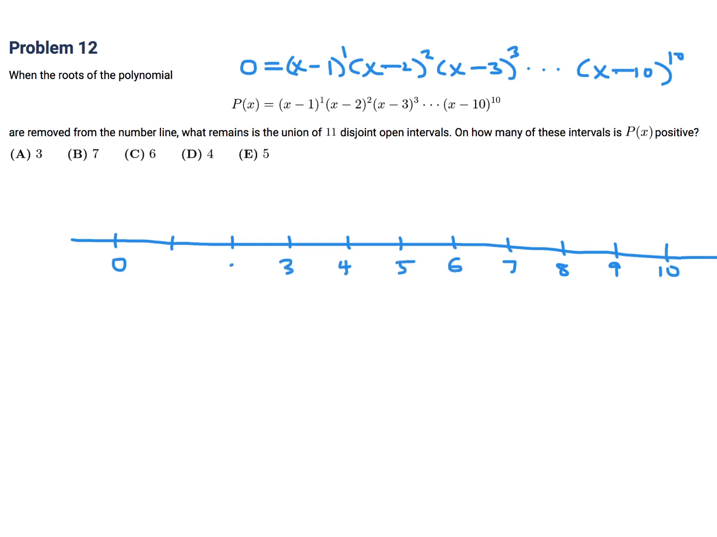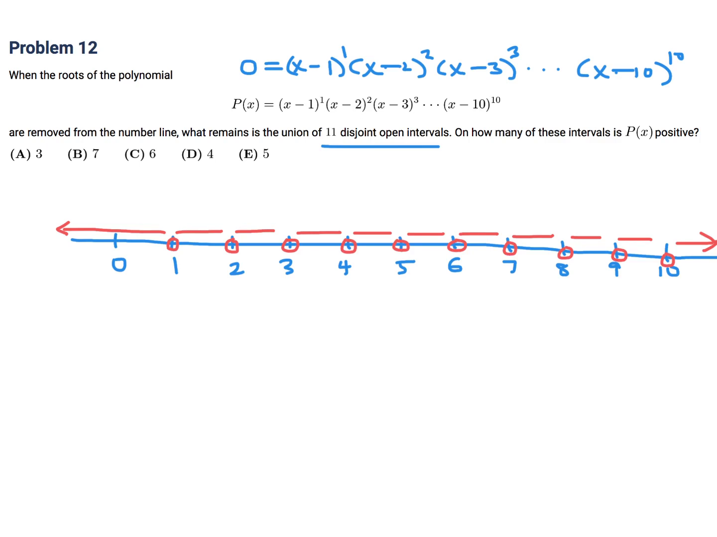Now, if they're removed, there are going to be 11 intervals. So let's see here. This is the first interval. Second, third, fourth, fifth, sixth, 7th, 8th, 9th, 10th, and then the 11th is 10 onward, and this one was, I guess, anything less than 1. So 1, 2, 3, 4, 5, 6, 7, 8, 9, 10, 11. Okay, so we got those 11 intervals, and remember, these guys are all removed, so I'm going to put a little open circle to show that those have been removed from the number line.